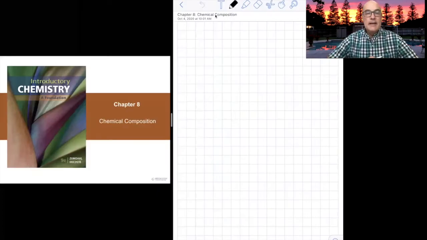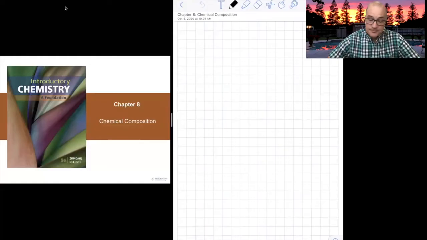Hello, everyone. Welcome to Chapter 8, Chemical Composition. It's been a little while, kind of a long road, but we're going to start doing what a lot of people would consider chemistry now. We're going to talk about how we decide what is in our stuff, what's in our compounds and our substances, and how to begin to analyze this and connect it to chemical formulas. Very important concept in chemistry.